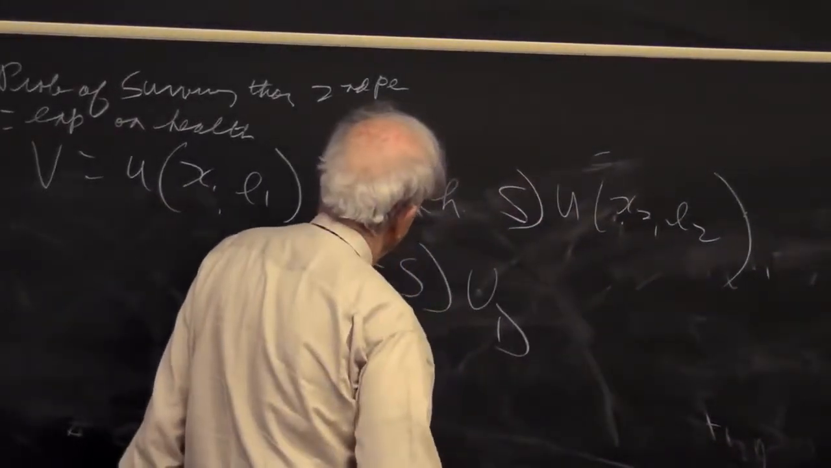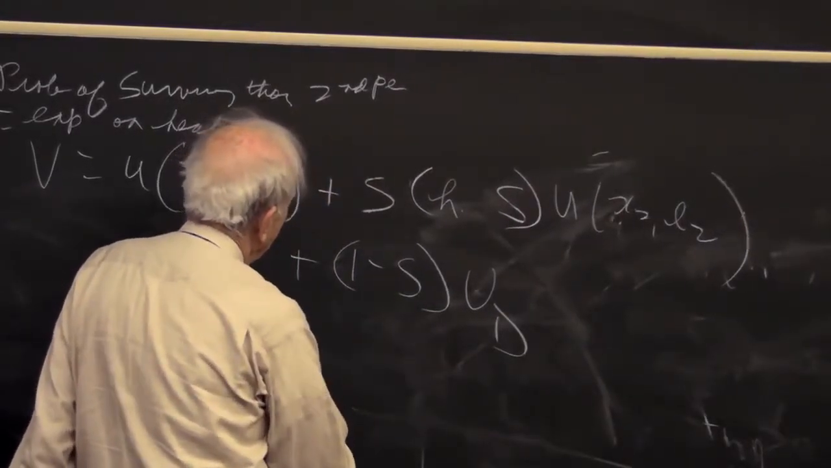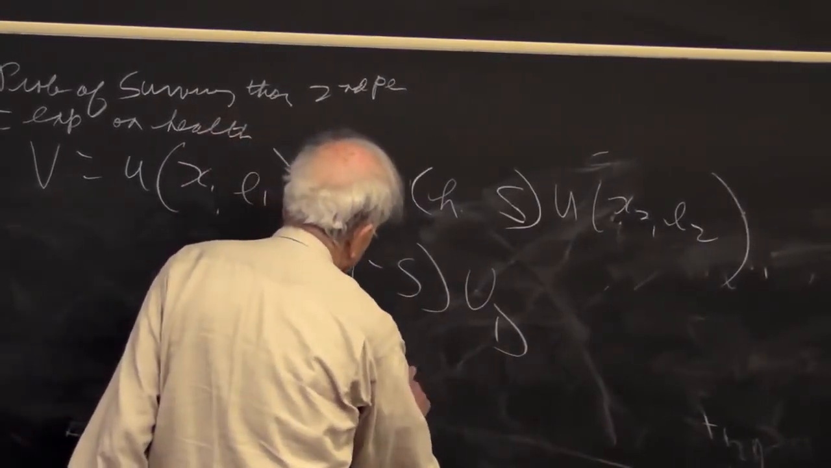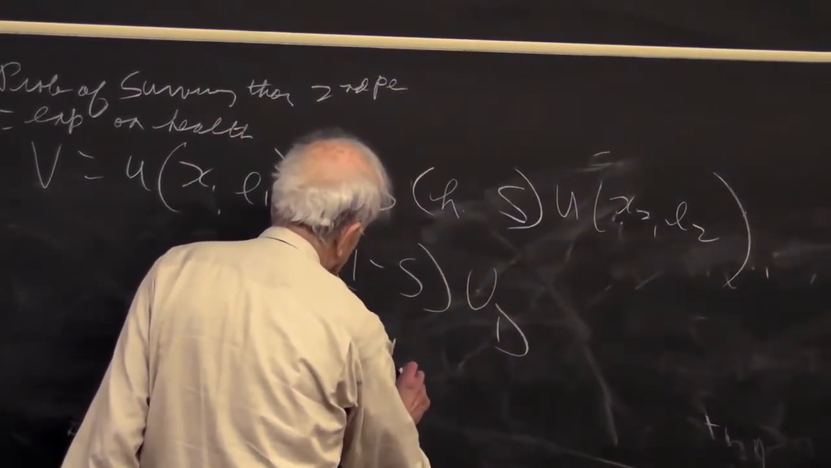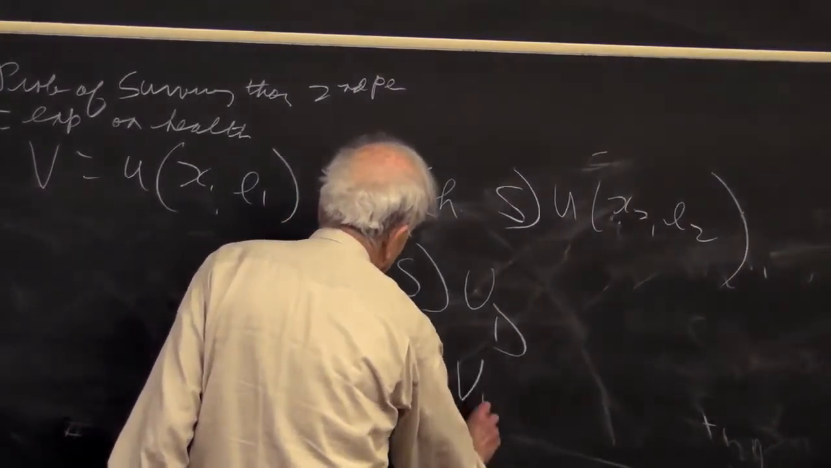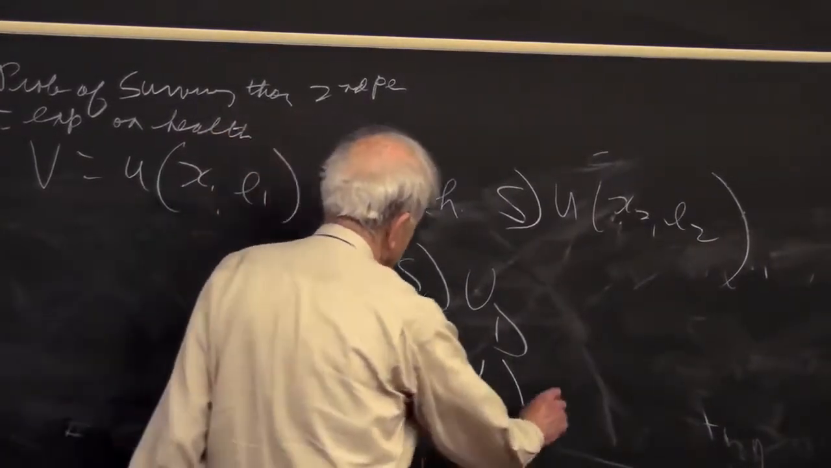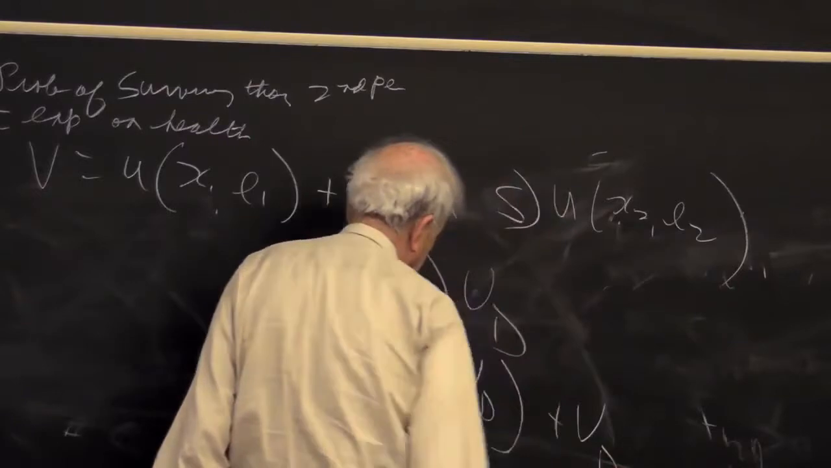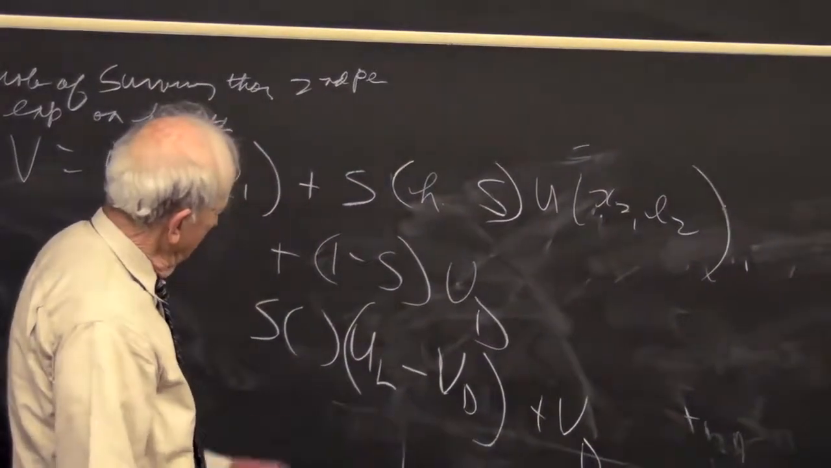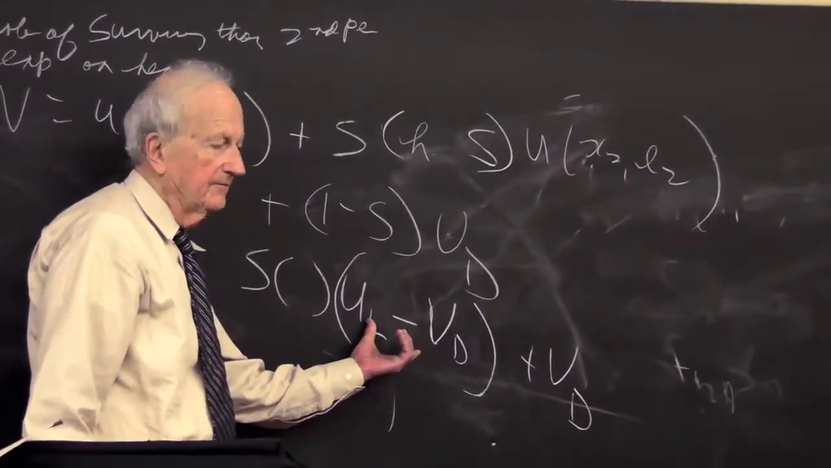And if we look at what we have here, we would have S times U, let's say, alive, living, minus UD, plus UD. Okay. So really what we're looking at is the difference between the utility of living and dying. Okay.